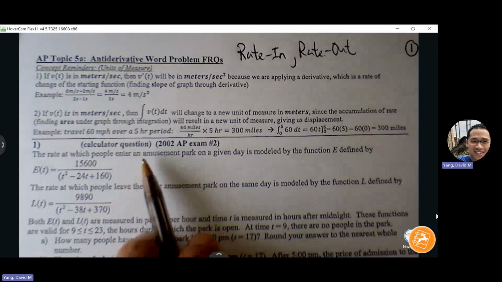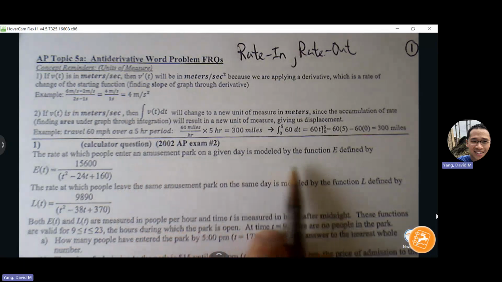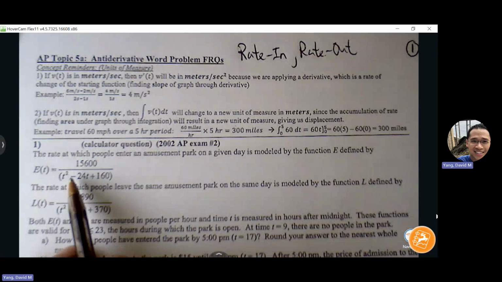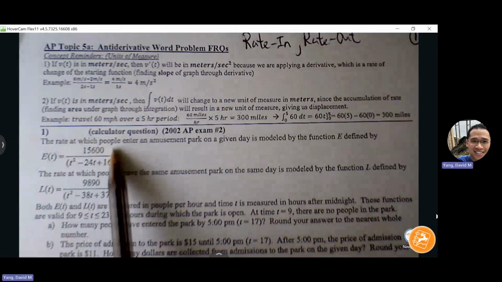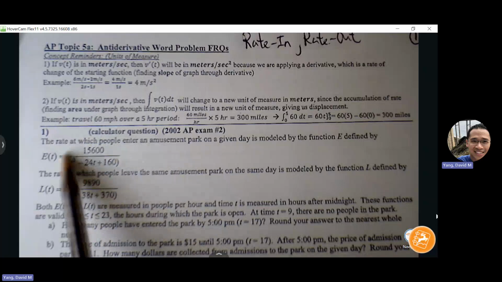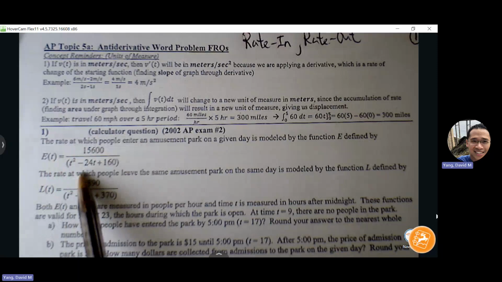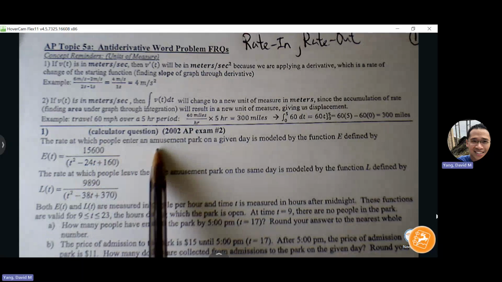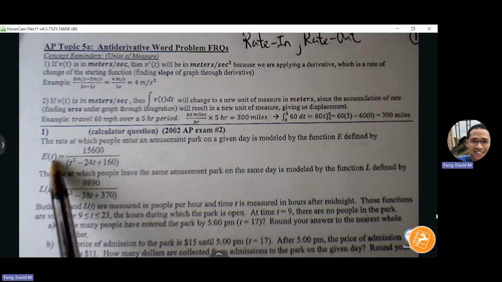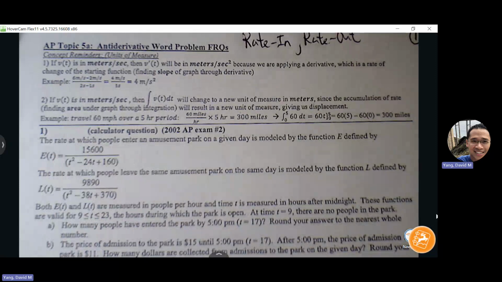Okay, so the rate at which people enter an amusement park is modeled by the function E, given by E of t. It looks like a complicated equation, and we can make the calculator do it for us. But basically, this is saying that over the course of the day, E of t can change, right? So for instance, at the beginning of the day at, let's say, Six Flags on a Saturday, the rate at which people are entering the park at 9 a.m. is going to be really high, like maybe 200 people per hour, just making a number up.